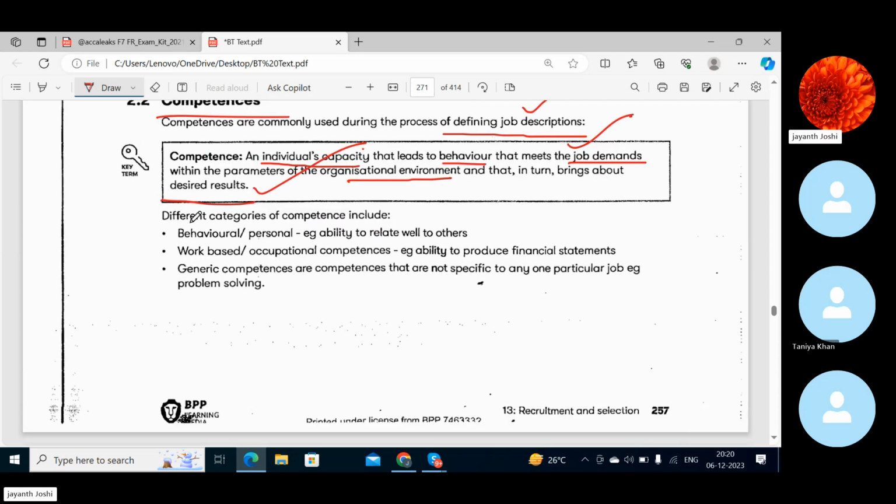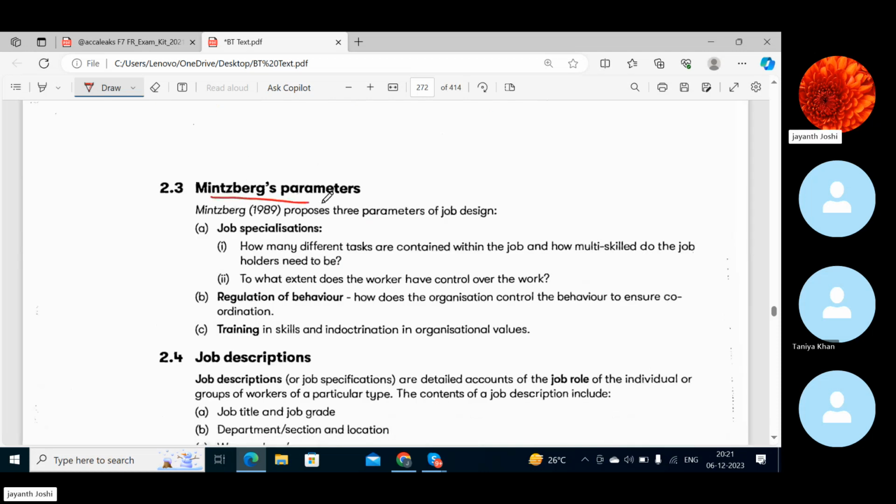Now, different categories of competence include behavioral and personal, for example, the ability to relate well to others. This is one of the competences. Many people will not have this kind of ability to gel properly with everyone. Work-based occupational competencies, for example, the ability to produce financial statements. That is, they have a very strong capacity and knowledge to prepare financial statements. Generic competencies are competencies that are not specific to any particular job, for example, problem solving. Someone who is good at solving problems in all the departments has a generic competency, not a specific one.